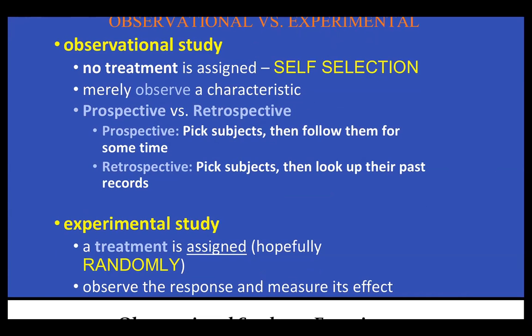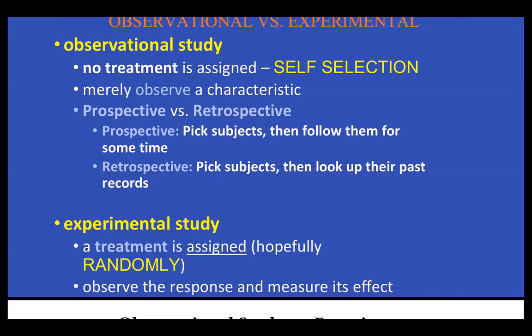Prospective versus retrospective. Prospective means you pick your subjects and then you follow them around. Ask them questions as they're going through whatever they're going through. Retrospective means you pick your subjects and then you look at past records. So the people could have passed away already. You randomly pick them, and then you look at their medical records. Usually, if you're doing an observational study to test some medical treatment.